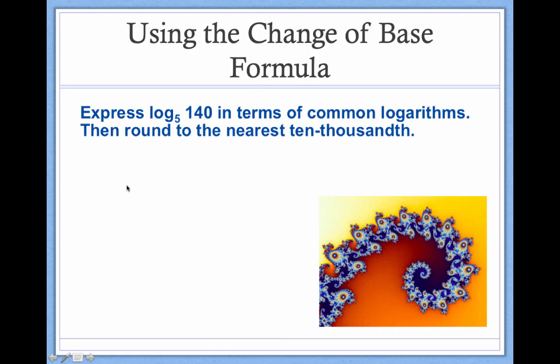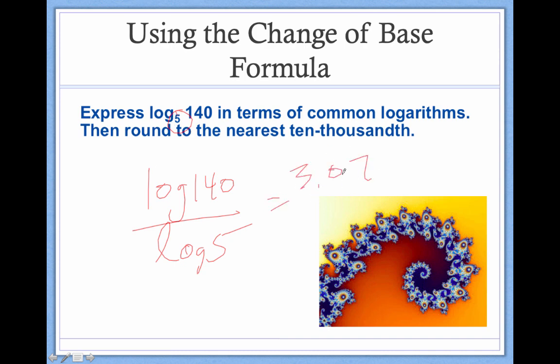Great. So log base 5 of 140. You can use the change of base formula, and we go log 140 divided by log 5. The base goes to the bottom. That will always be the case. Type that into your calculator, log 140 divided by log 5, and I get 3.07. What does it mean? 5 to the 3.07 is 140, which shouldn't surprise us. 5 cubed is 125, a little bit more, 140.